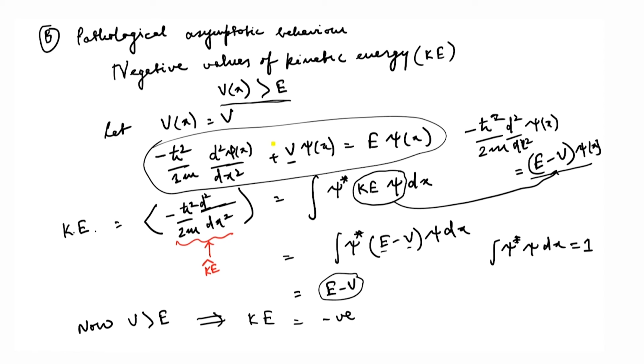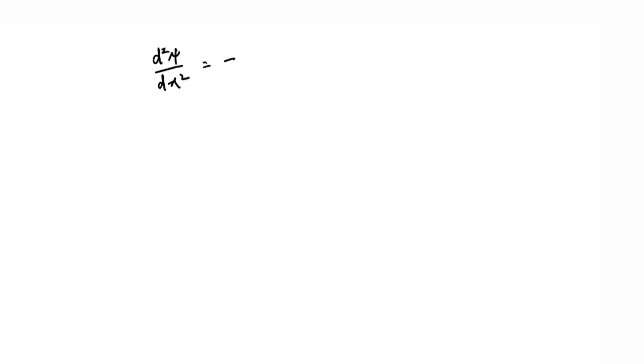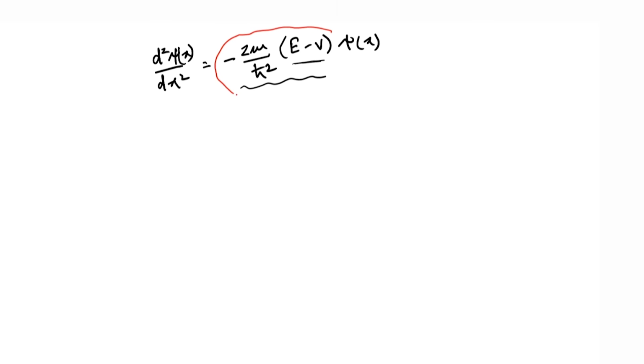So, what I am doing here is taking this term on this side, and this term also on the right hand side, and rewriting the equation again. So, what I will get is minus twice m by h cut square (E minus V) psi x. Now, if I look at this carefully, this term in the bracket, E minus V, is a negative term, and we have a negative sign here. So, the coefficient here is a positive quantity. So, I can rewrite this as k square psi x. So, my Schrodinger equation, I am rewriting it in this form, k square psi x.